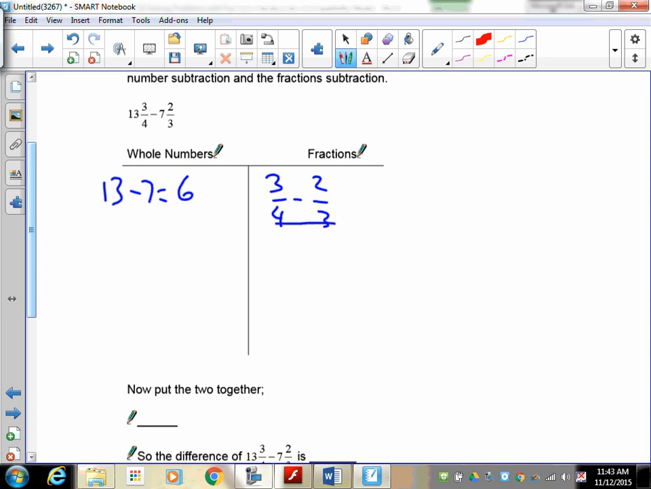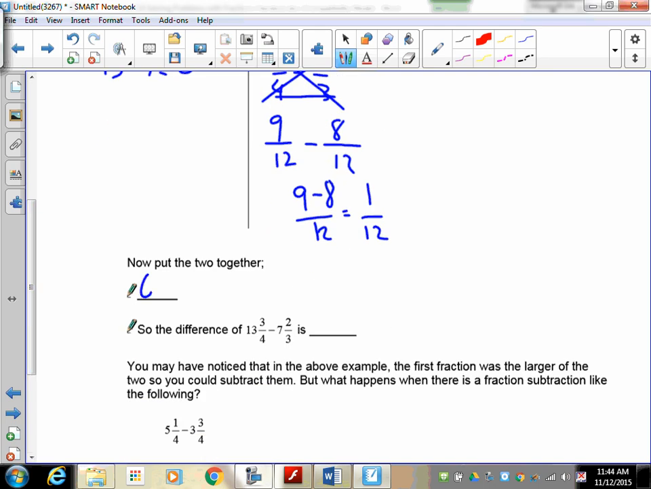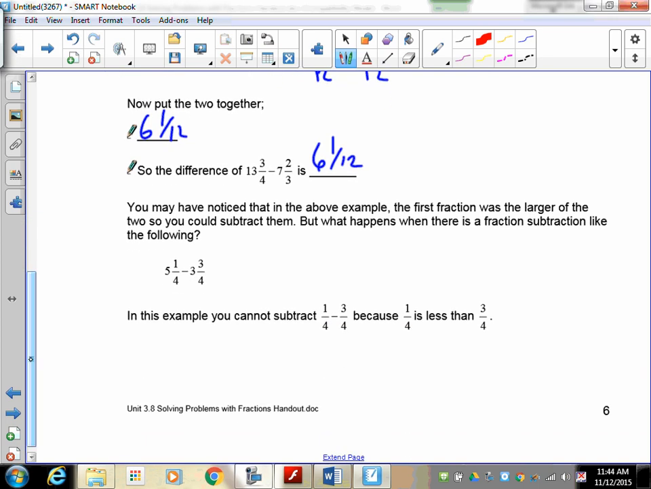So my denominator is going to be 12, 3 times 3 is 9, 2 times 4 is 8, 9 take away 8 over 12 means I get 1/12. Bring the 6 back into the position here, so 6 and 1/12 is what you get. So in your sentence, 6 and 1/12. You may have noticed that in the above example, the first fraction was larger than the second one. What do we do if you have 5 1/4 take away 3 3/4?